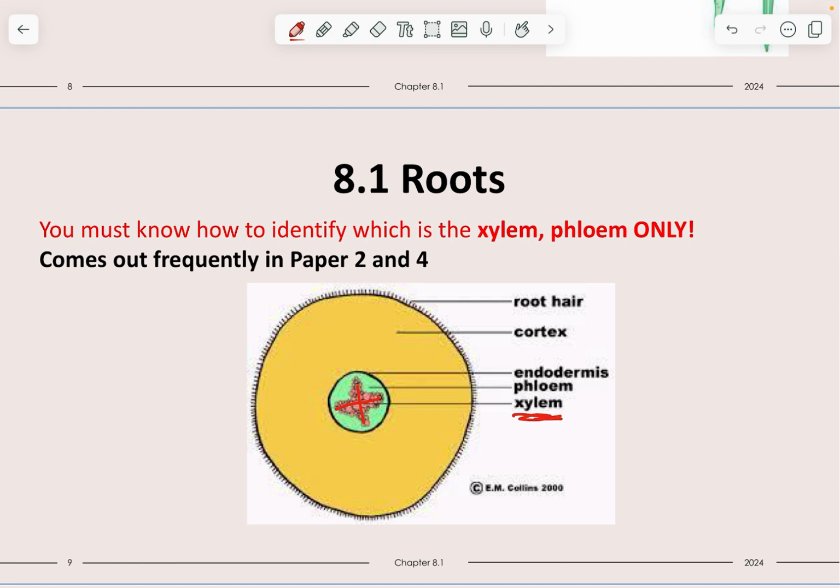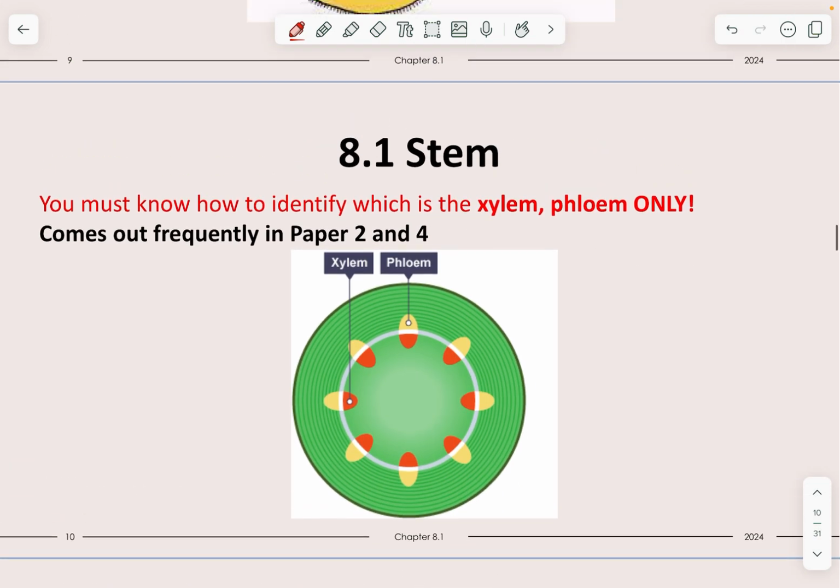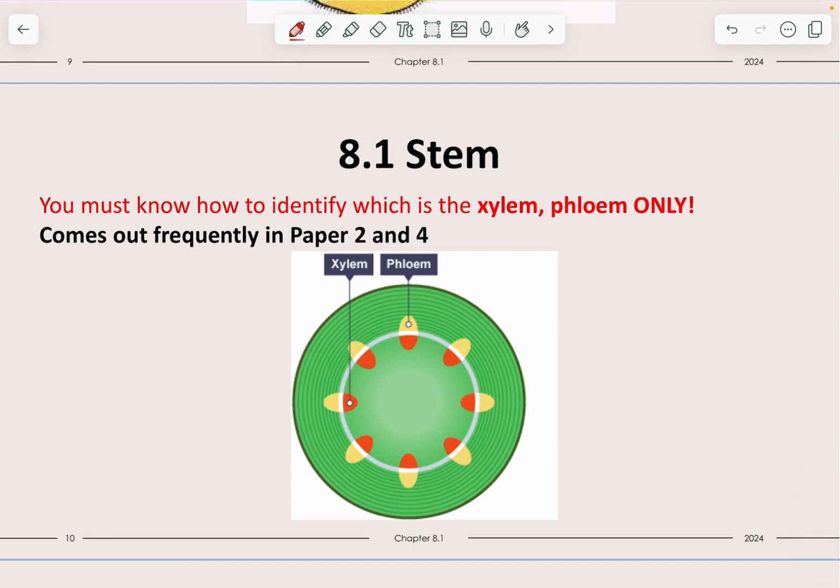The phloem is the surrounding, which is here, here, here, here. These are all the phloem. Next one is the stem. The stem is a little bit different. That's where a lot of people got confused, which is the phloem, which is xylem.